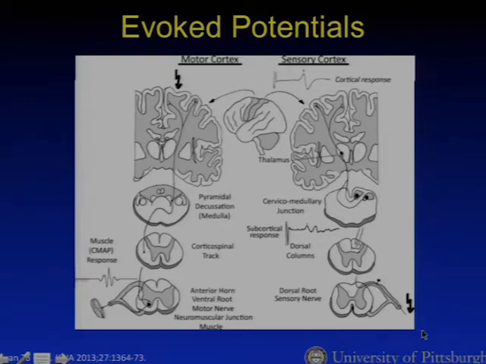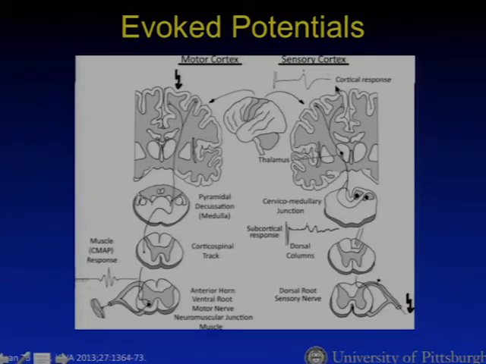Contrast that to the cortical SSEP here, which is produced by electric stimulation of a peripheral sensory nerve here, which then enters the spinal cord via the dorsal root and ascends in the dorsal columns, crosses the midline in the cervicomedullary junction, synapses in the thalamus, and then produces electrical activity which can be recorded over the cortex here. It can also be recorded at the level of a peripheral nerve, at a subcortical level here.